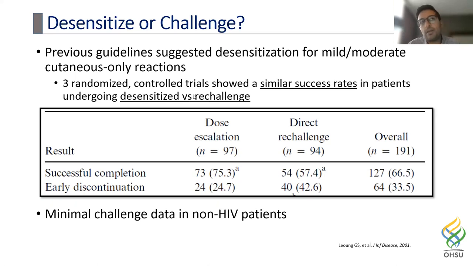But if you dig into the paper a little bit more, by far the most common reasons for discontinuing were headaches and fevers, which are not two things we typically think of with hypersensitivity. It can be, but not typically on their own. And so I don't think this is very convincing data saying that this dose escalation is any better than direct challenges. And when you look at the more typical hypersensitivity symptoms like rashes and other cutaneous manifestations, there was no difference between the two. And none of the patients experienced any kind of severe adverse reaction requiring hospitalization or any major intervention.